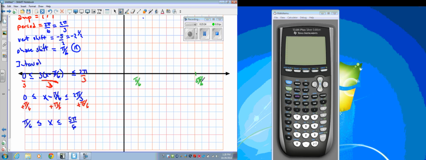Now, halfway between is going to be right there. Notice we divided into 4 equal parts, right? So halfway between has got to be 2 more than this, so that's going to be 3 pi over 6. And this is 2 pi over 6, which reduces to pi over 3. And then this is 2 pi over 3, right?